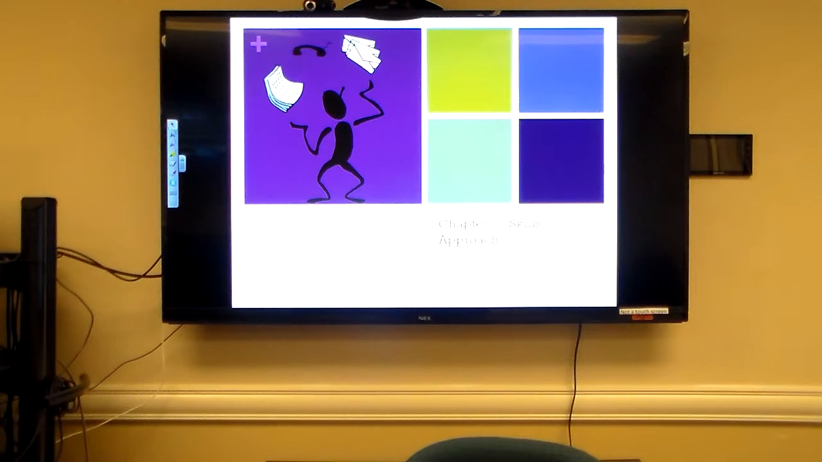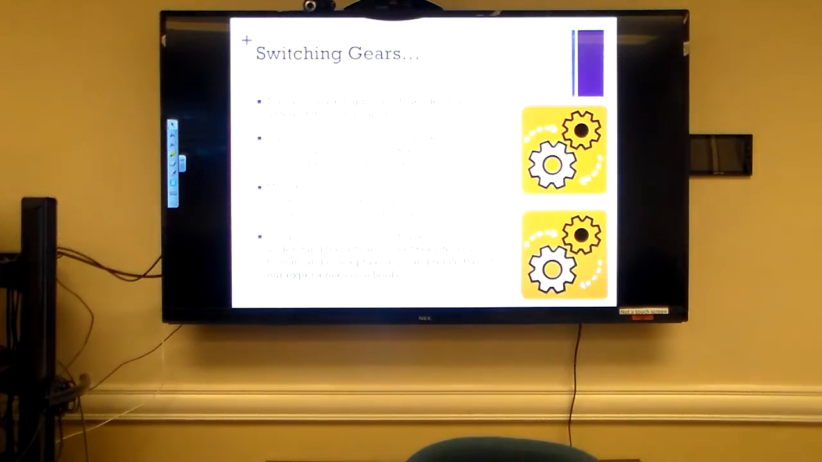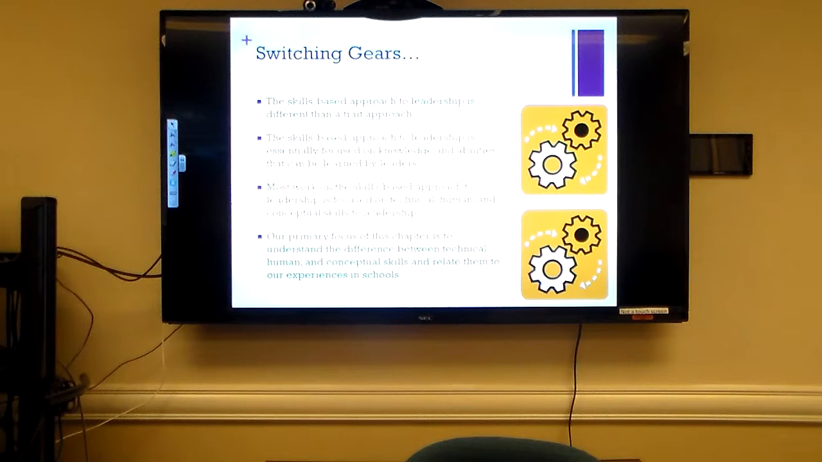We're going to be talking about the skills-based approach to leadership. And this is a different approach than trait-based leadership. In actuality, it's the exact opposite of trait-based leadership. The key thing to remember when you're thinking about these approaches is that the trait-based approach to leadership believes that everybody has natural innate skills that make them a quality and a qualified leader.